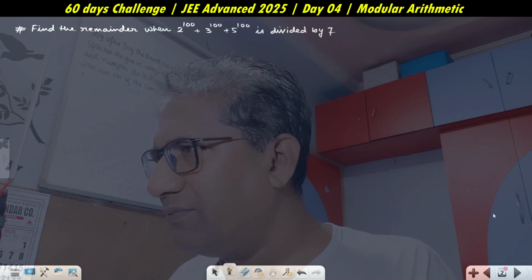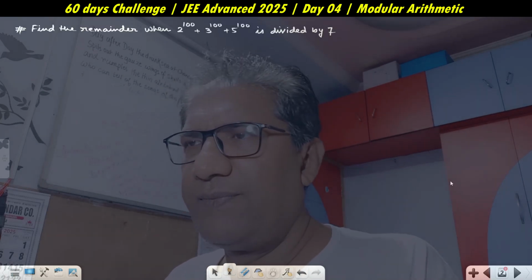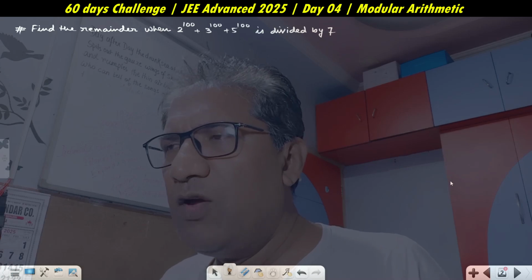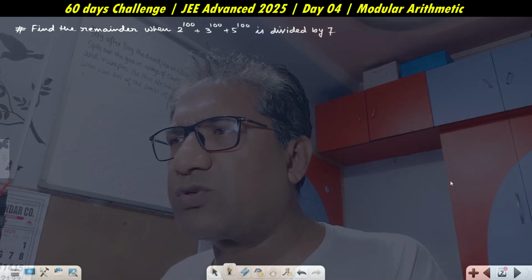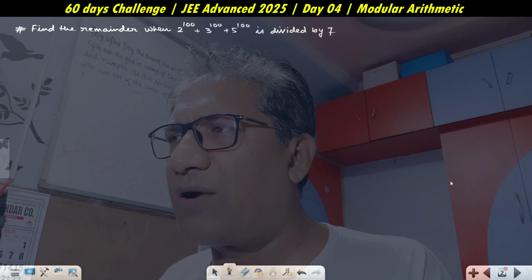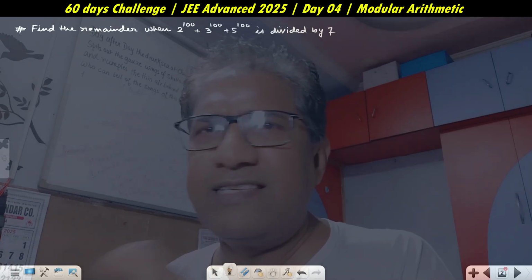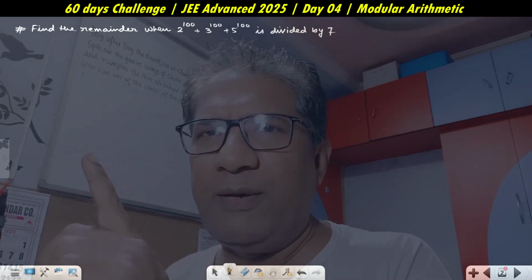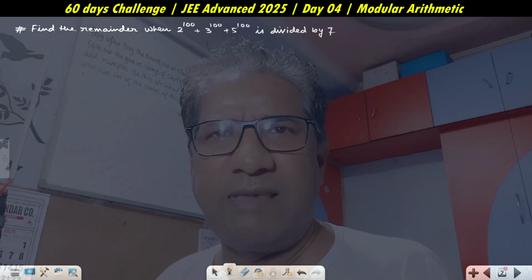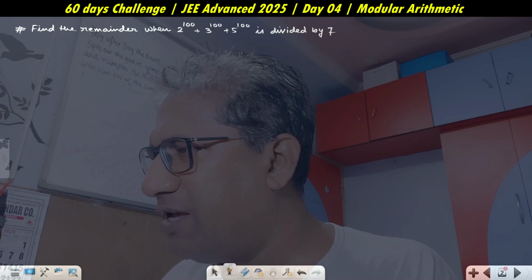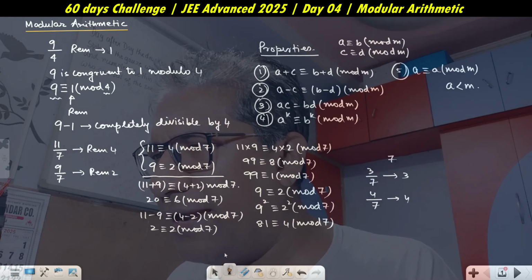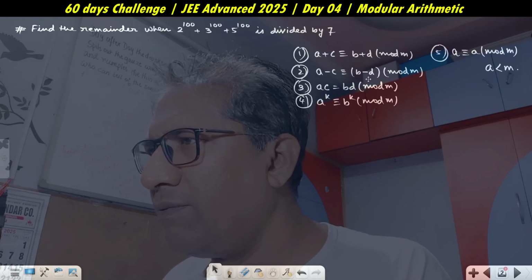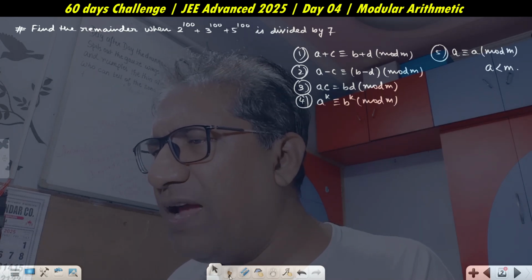See this question. Find the remainder when 2 to the power 100 plus 3 to the power 100 plus 5 to the power 100 is divided by 7. Since this is the first sum that we are doing, I will simply copy the properties that we have written in the previous page onto this page, so that we can take the reference quickly. So these are the properties that we have learned.